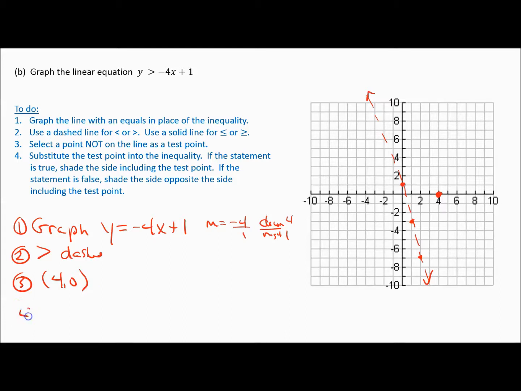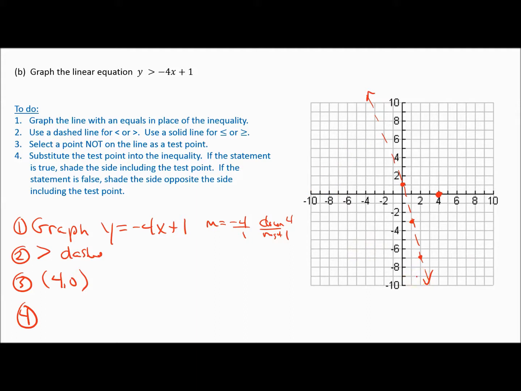Step 4 says substitute the test point into the inequality. If the statement is true, shade the side including the test point. So if we get a true statement, we're going to shade over here on the right where the test point came from, where it lives. If it's false, I'm going to shade the other side, the left side of this story. Okay? So what am I going to do?